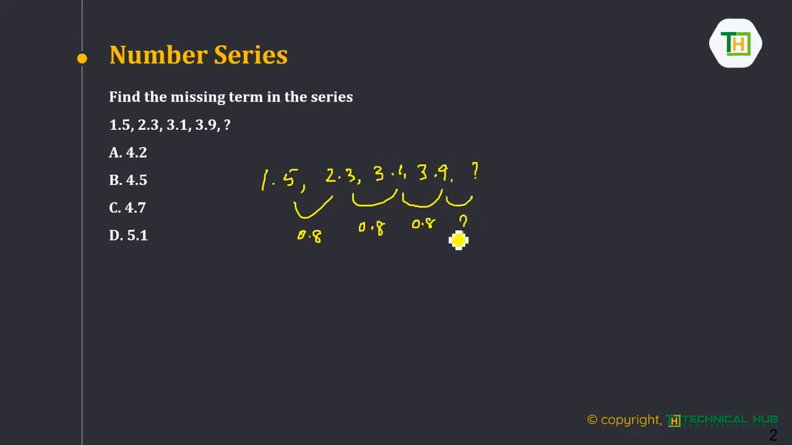What would be the next difference? If you observe, the difference in every case is 0.8. So definitely the next difference should be 0.8. So the next number should be 3.9 plus 0.8. So the answer is 4.7. Given the options, option C is the correct answer.